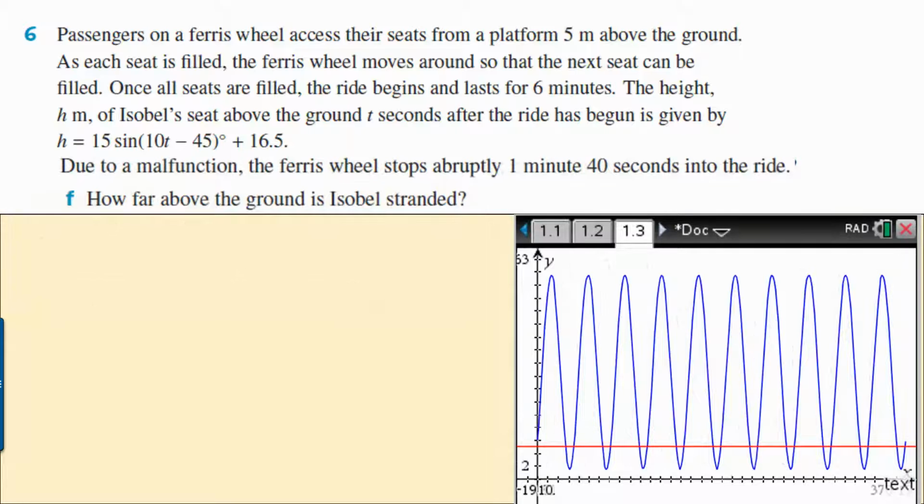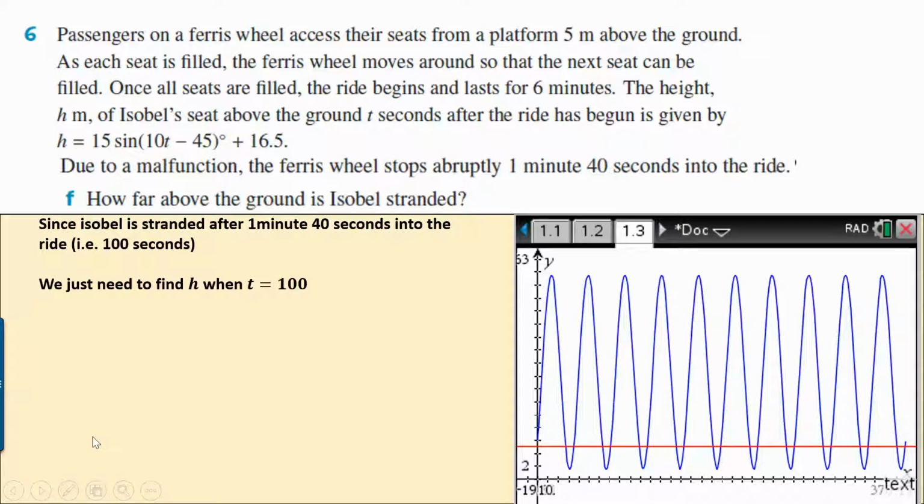Then you go up to the next question. It says, now how far above the ground is Isabel stranded? If we knew that she gets stranded abruptly after 1 minute and 40 seconds, that technically is 100 seconds after they commenced. Because it's 100 seconds afterwards, you just ask when t equals 100.